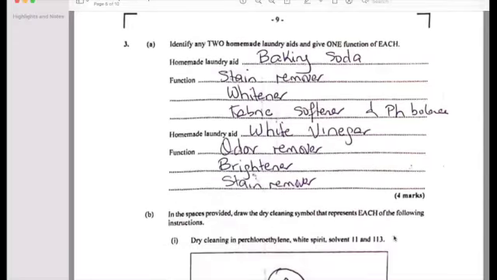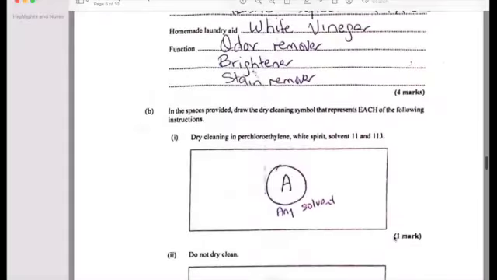Going quickly. Identify 2 homemade laundry aids and give 1 function of each. So I identify, first, baking soda, and the next one will be white vinegar. The function of baking soda is that it's a stain remover. It is also a whitener. It is also a fabric softener, and it has a high pH balance. For the white vinegar, it's much similar. It is an odor remover, so it takes the scent away. It gives a brighter color, and of course, it's a stain remover as well.